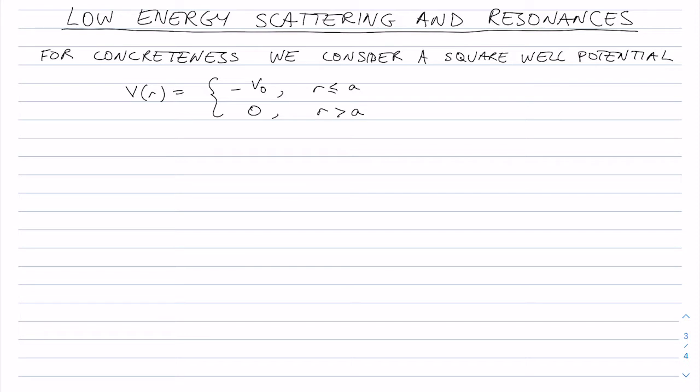Now this is really just a convenience at this point. The specific mathematics will depend on the particular potential, but the general ideas that we're going to come across will work for many kinds of potentials. In this case, we've chosen an attractive square well potential. The fact that it's attractive will be a key ingredient to what comes later when we talk about resonances.